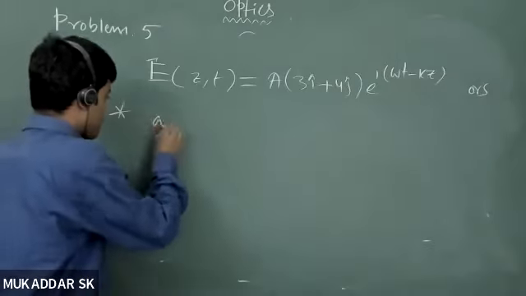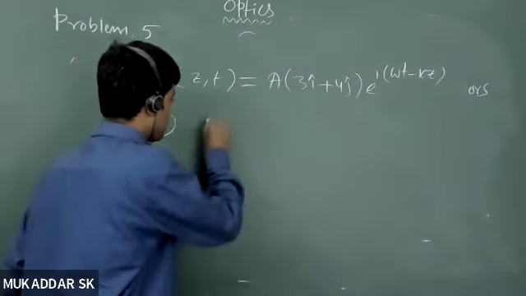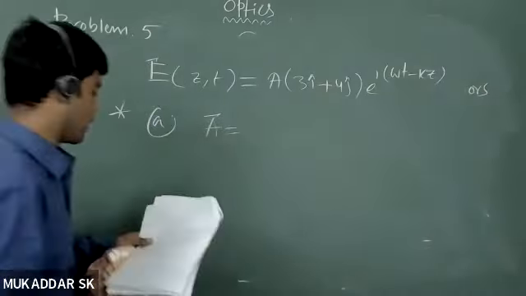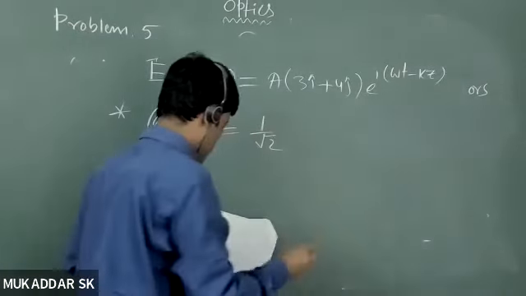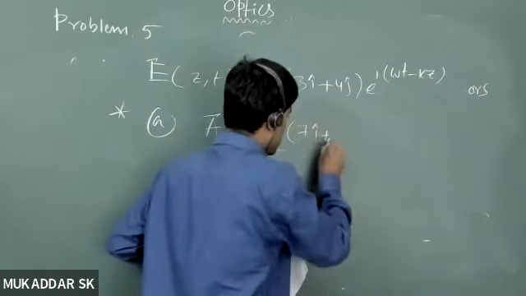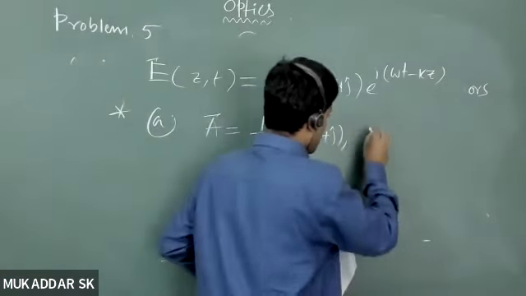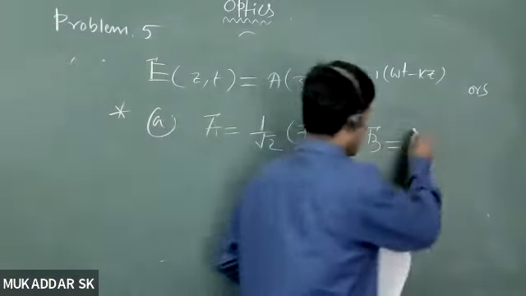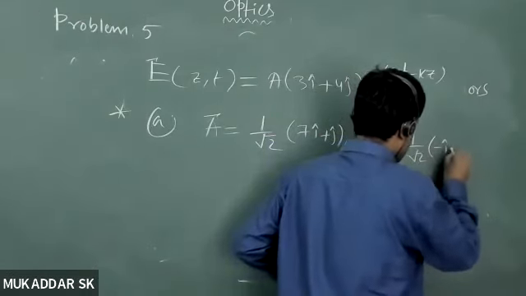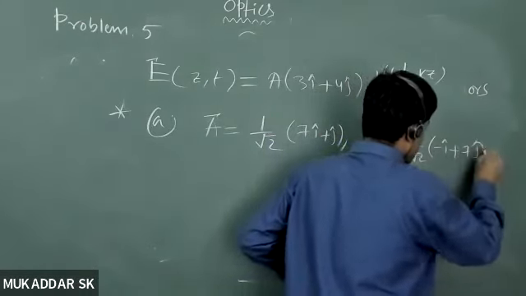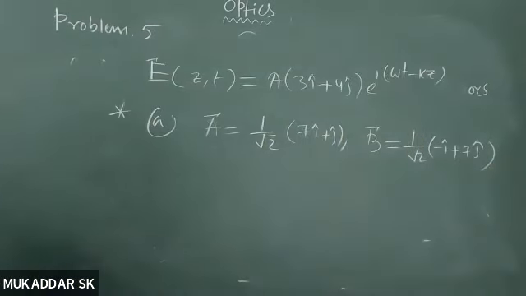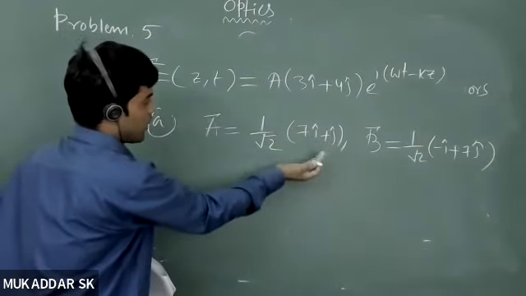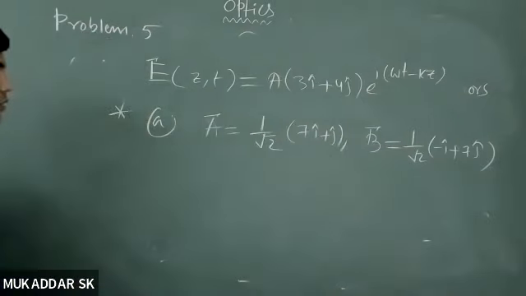They have given options for the possible direction of the fast axis. Option A is 1 by root 2 (7i + j), as well as another possible direction, 1 by root 2 (i + 7j). Please be careful about this problem. This problem is really interesting. Can this be the possible direction of the fast axis so that it can convert this light into circularly polarized light? You have to check that.